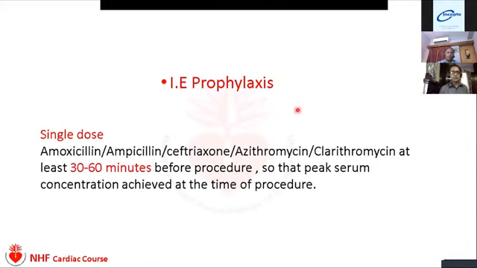Infective endocarditis prophylaxis. A single dose of amoxicillin, ampicillin, ceftriaxone, or azithromycin at least half an hour to 1 hour before the procedure, so that peak serum concentration is achieved at the time of the procedure, is prophylaxis in most cases.